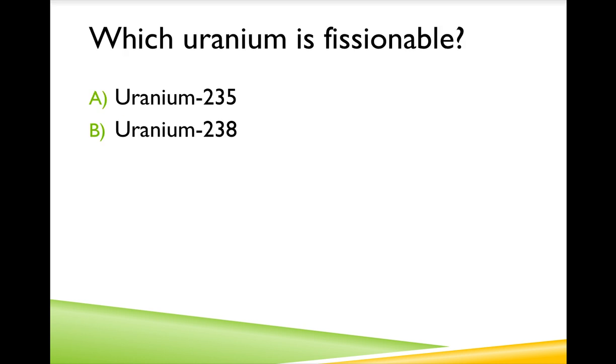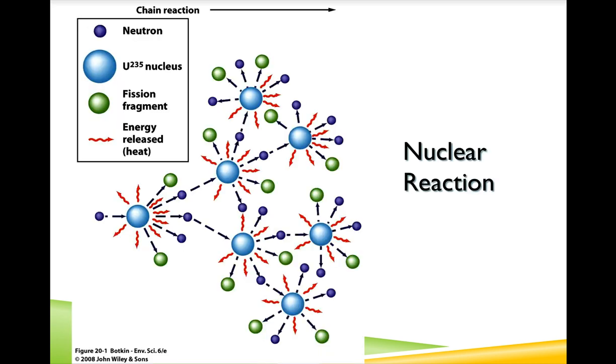So, quick quiz question for you. Which uranium is fissionable? Is it uranium-235 or uranium-238? And it's going to be important you remember this because it's easy to get the two mixed up. And the correct answer, if you haven't picked it already, is A, uranium-235. So I hate doing the factoids you just have to memorize, but that's one of the ones you have to memorize.